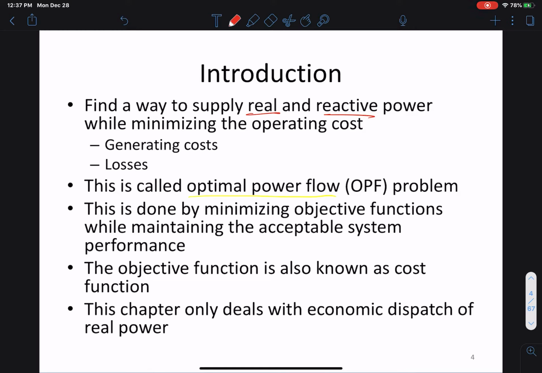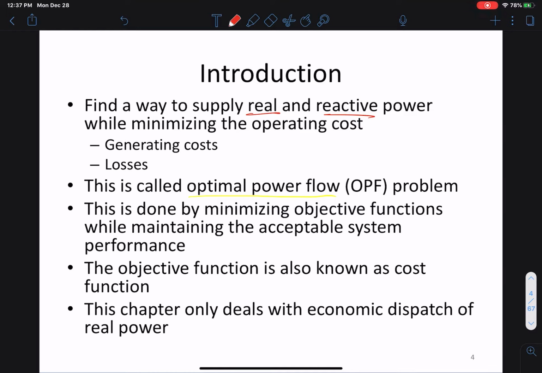While you're generating the power, you're basically using some kind of fuel. So this fuel will cost you money. Also, the efficiency of the power plant comes into play, as well as loss in the line. So you have to put everything together in your optimization modeling to minimize the cost of generation. In this chapter, we basically make a simple introduction to the optimization.